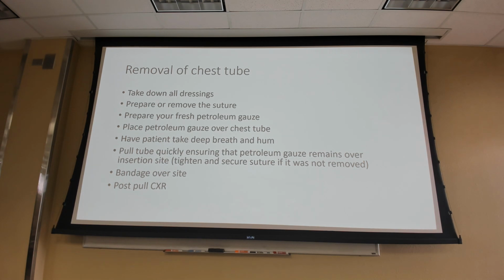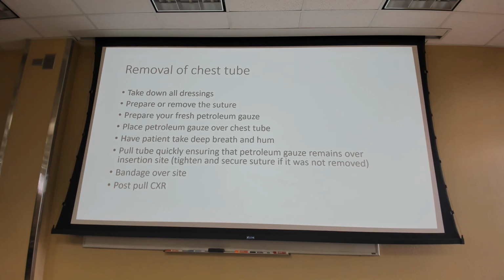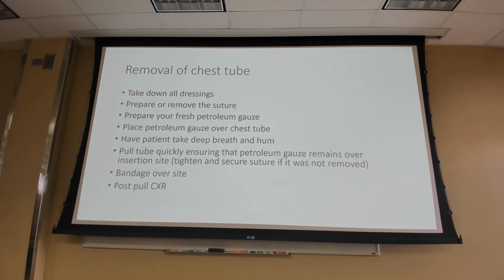And then we usually have them take a deep breath and hum as we remove the tube, and we pull it quickly. It's like we pull it out of there like we're starting a lawnmower. We remove that tube usually relatively fast. And then we tighten and secure the sutures. And then we want to place a bandage over the site and obviously get a chest x-ray after we remove that tube.